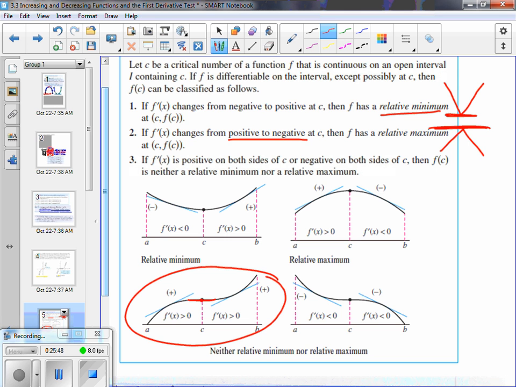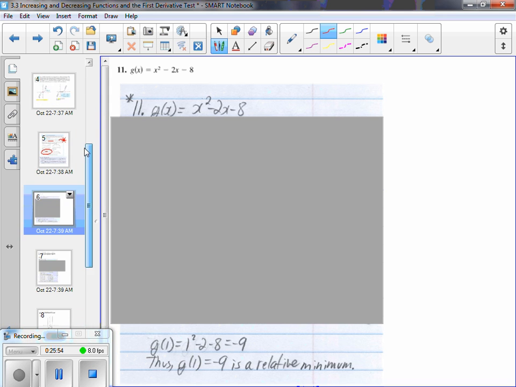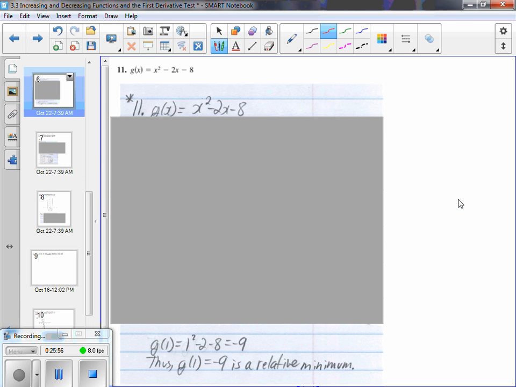All right. Let's do a few. So, back to our assignment. Back to page 186. As you can see, we're going to do number 11.